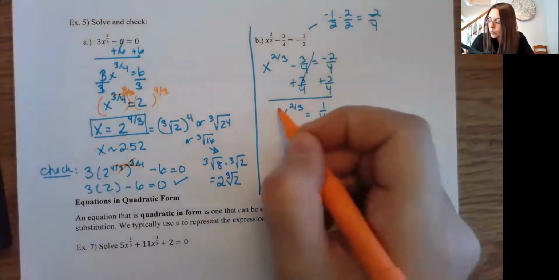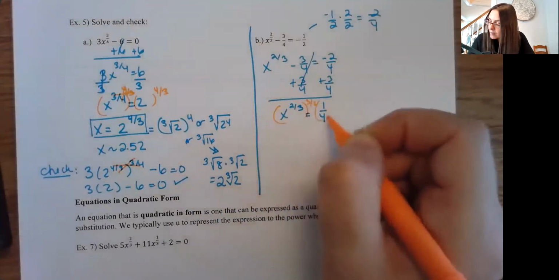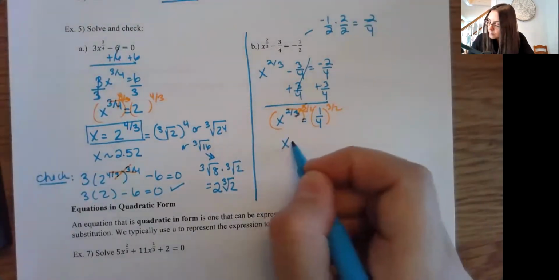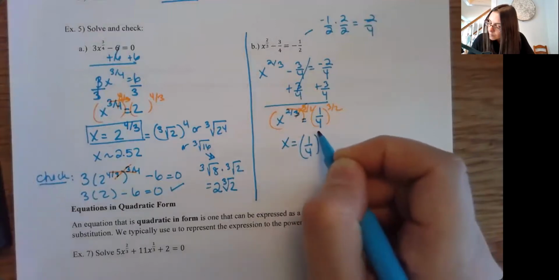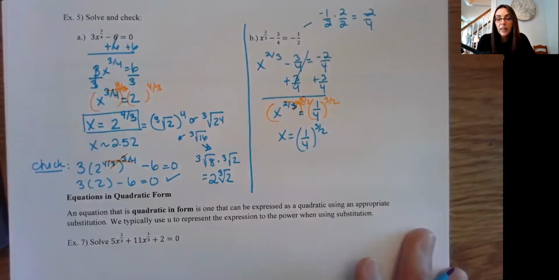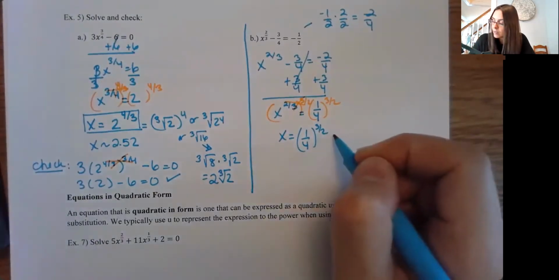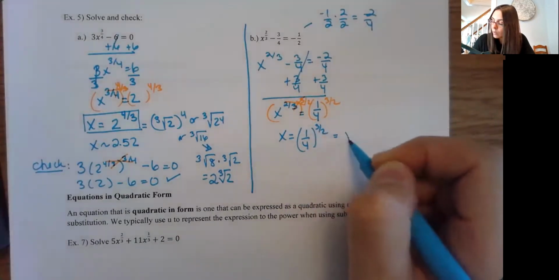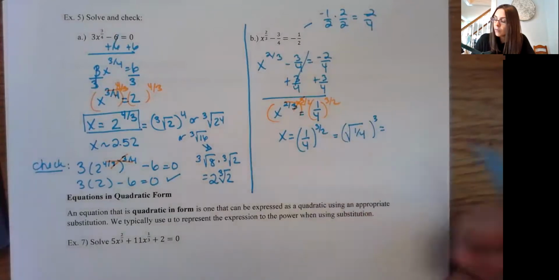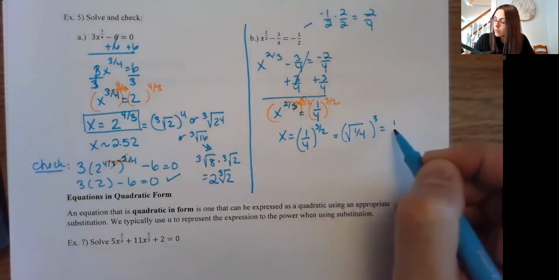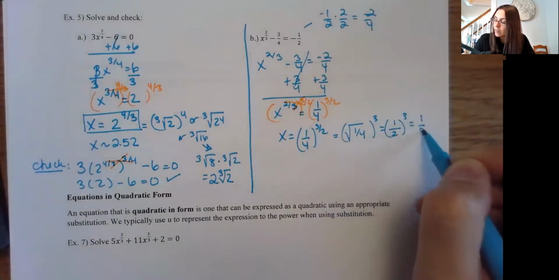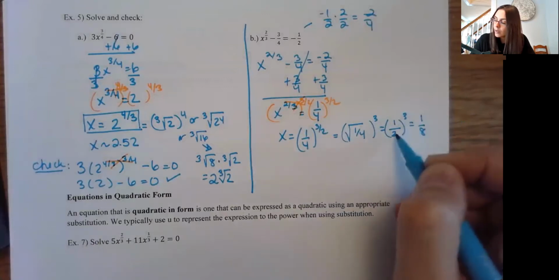And now what we're going to do is we're going to raise both sides to that 3/2 power. So we get x equals 1/4 to the 3/2 power. Now, one thing to note here is that, again, you could rewrite this. So the root is a square, so it's the square root of 1/4 to the 3rd power, but we can actually simplify the square root of 1/4. The square root of 1 is 1, and the square root of 4 is 2. So this becomes 1/2 to the 3rd power, which is just 1/8. 1 to the 3rd is 1, 2 to the 3rd is 8.